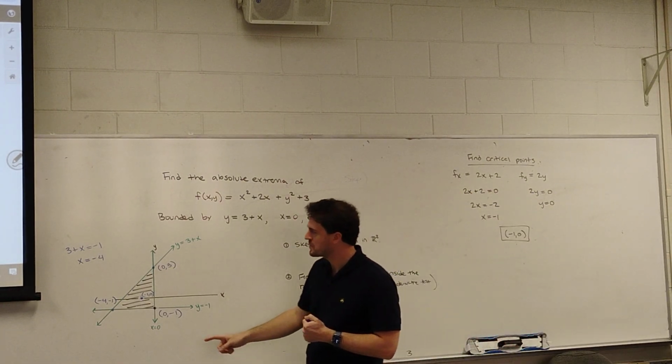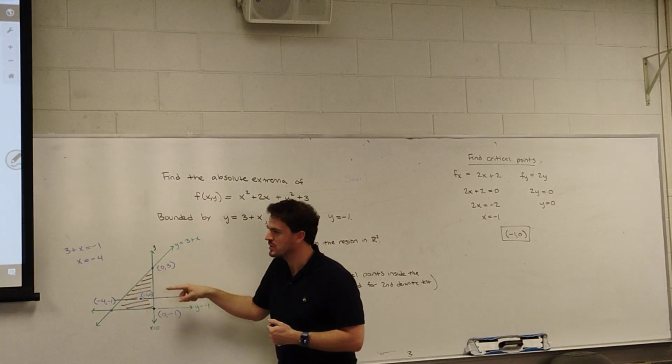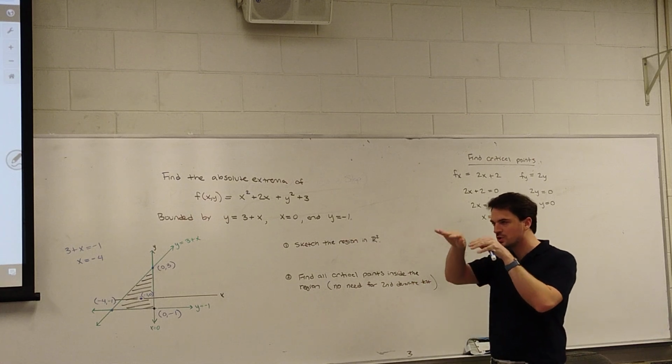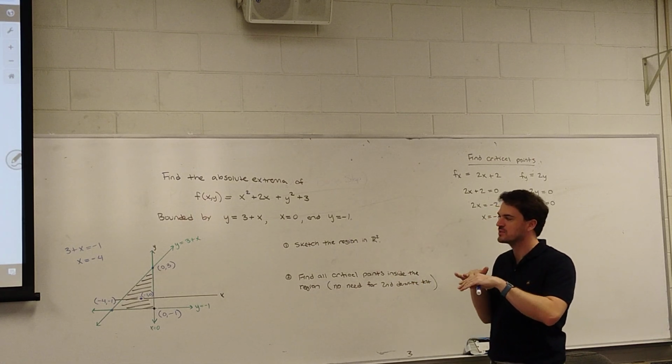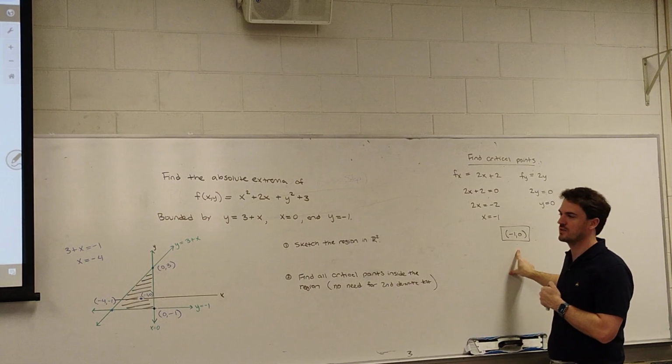So our candidates for being an absolute extrema here are going to be something inside the boundary. That is what step 2 covers. Finding any local extrema is going to be everything inside the region. And we only have one candidate that we need to check inside the region.